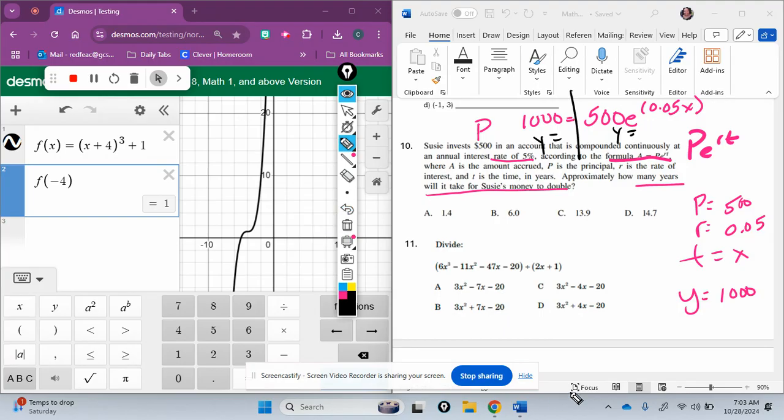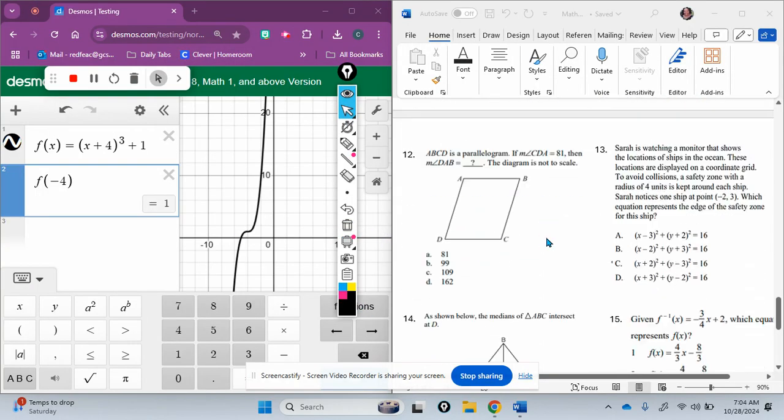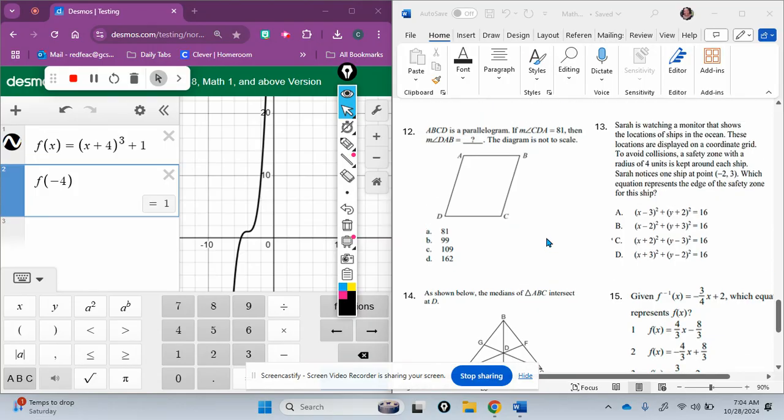Okay, for number 11, we're dividing. Same thing. Y'all know how to do this. We're dividing, and then once you get your answer, circle it. All right. For 12, it says ABCD is a parallelogram. If the measure of angle CDA equals 81, then the measure of angle DAB equals. Y'all can do that one on your own. Think about the properties of parallelograms. There is an anchor chart in the room.